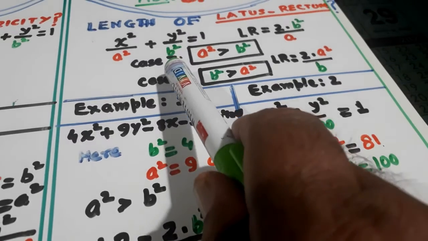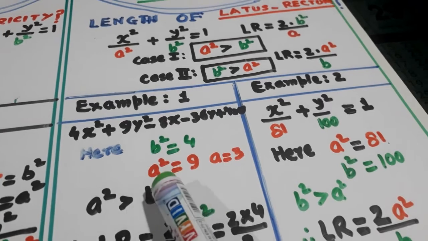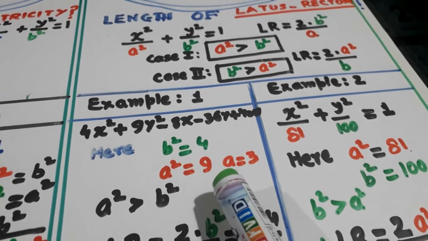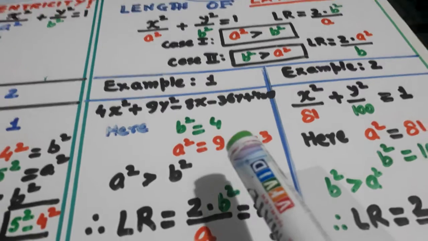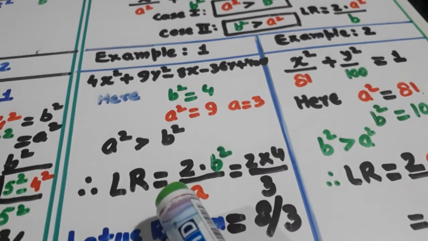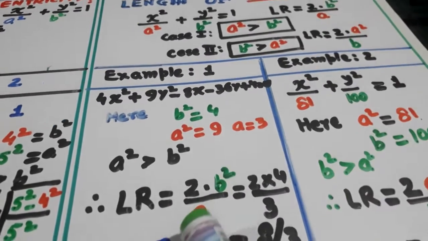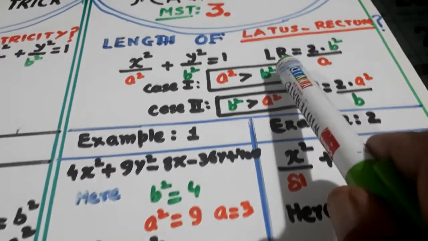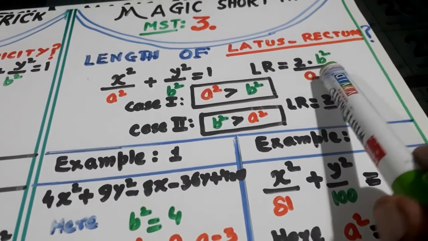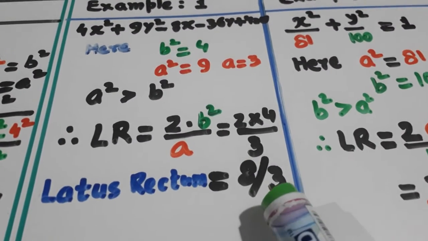Coefficient of x square is b square, so b square is 4. Coefficient of y square is 9. Here a is 3. So you have to find the latus rectum. First case: a square is greater than b square. Look here, first case. Latus rectum is 2b square over a, and we get 8 over 3.